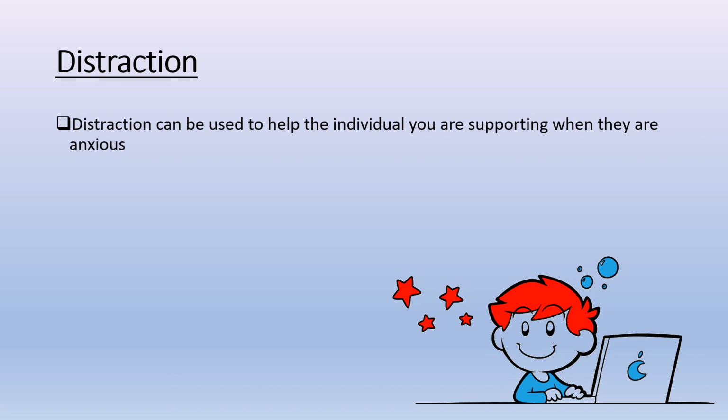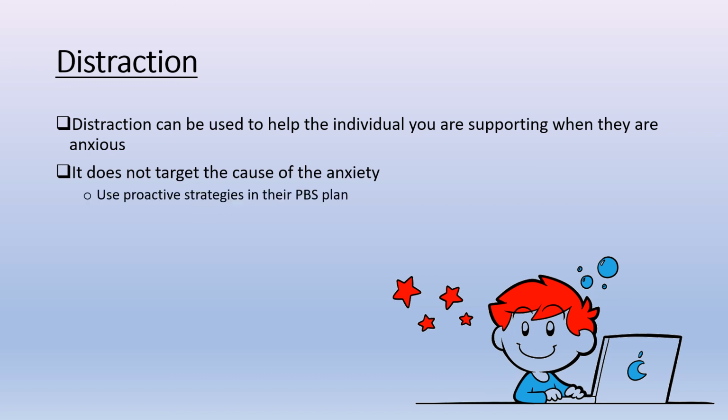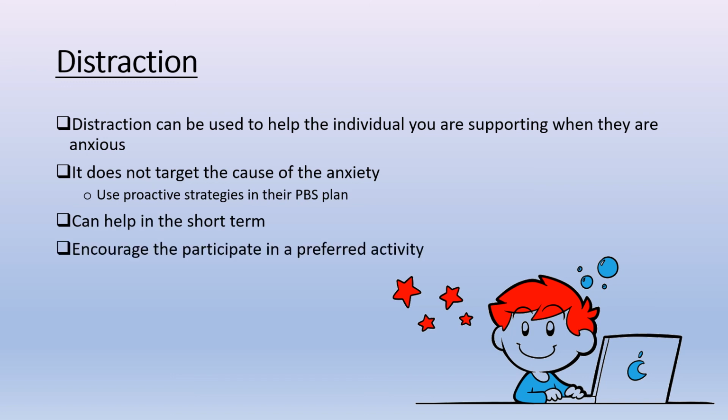It is important to note that distraction does not target the cause of the anxiety and can sometimes reinforce certain negative behaviours, but it can help in the short term. If you're feeling overwhelmed, you can distract yourself using something engaging, enjoyable, and easily accessible. You can help distract someone you are supporting by encouraging them to participate in a preferred activity, such as watching their favourite movie, giving them another task that they enjoy, or giving them their favourite food or object.